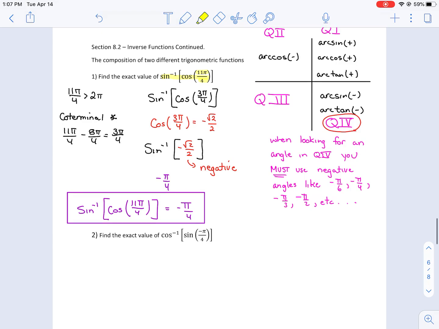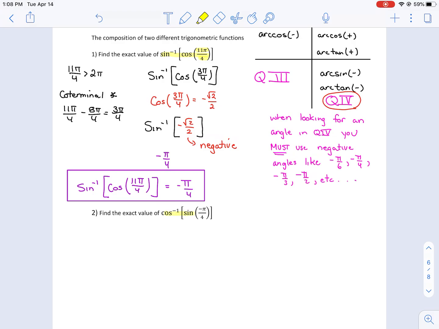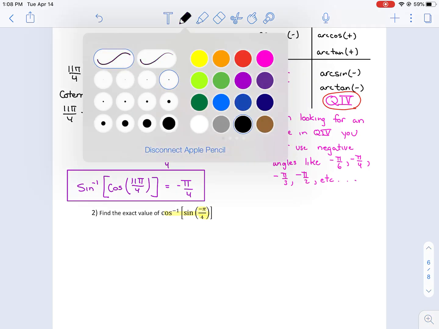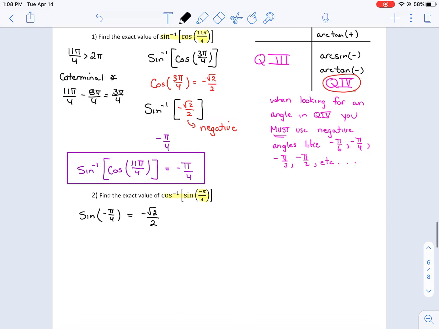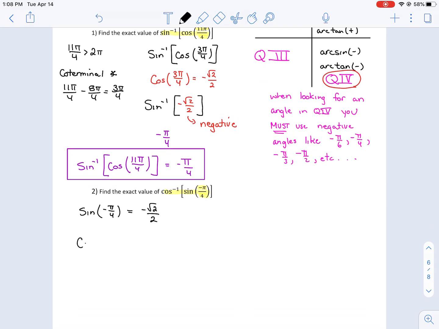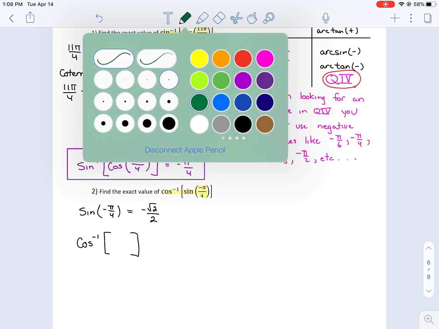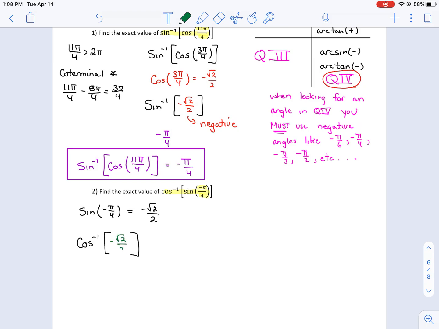Example number 2. Find the exact value of inverse cosine of the sine of negative pi fourths. First thing you're going to want to do is figure out what the sine value of negative pi fourths is. And that is negative square root of 2 divided by 2. So what we have so far is the inverse cosine of negative square root of 2 divided by 2.